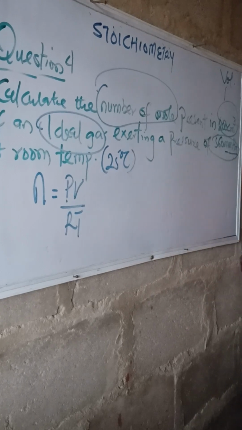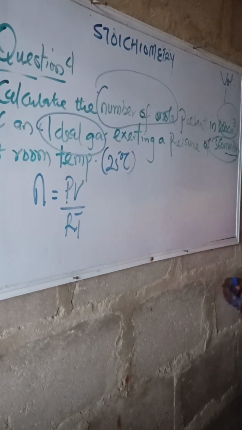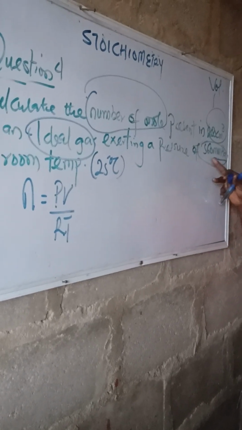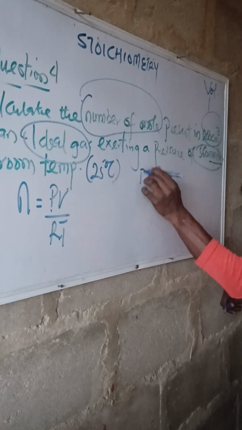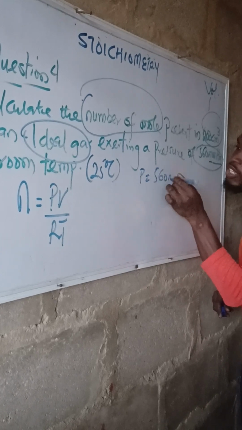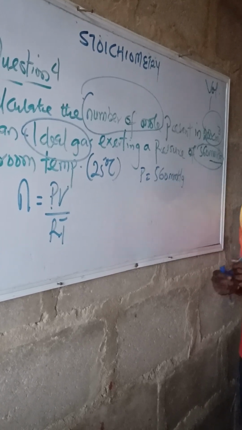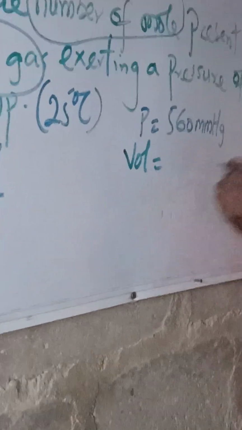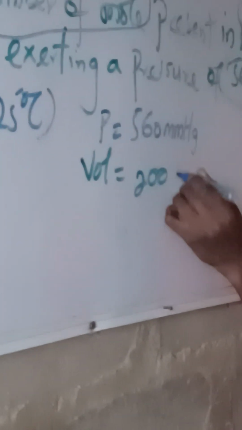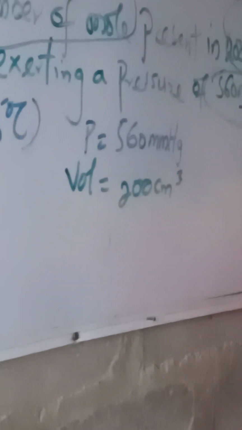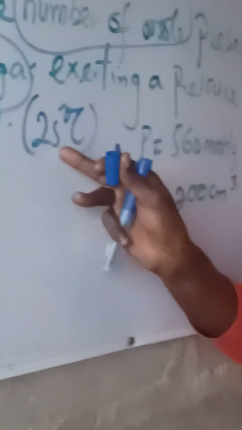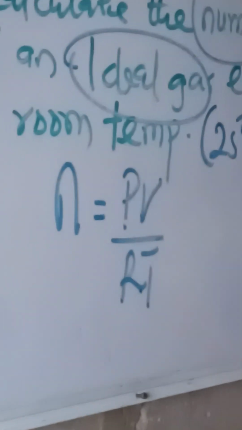Now, the second thing is R. We are given P. What is our P? 560 millimeter mercury. P equals 560 mmHg. What follows? We are given volume. Our volume is 200 centimeter cube. What else are we still given? Temperature. At room temperature, I told you that it is 25 degrees Celsius.